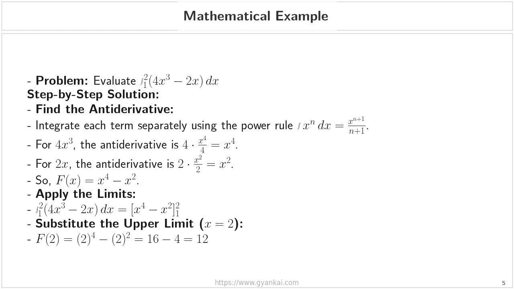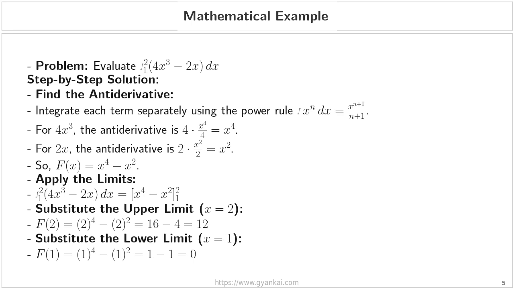Step 3. Substitute the upper limit. Next, we substitute the upper limit, which is 2, into our antiderivative. So, we have f of 2 equals 2 to the power of 4 minus 2 squared. 2 to the power of 4 is 16, and 2 squared is 4. Therefore, f of 2 equals 16 minus 4, which simplifies to 12.